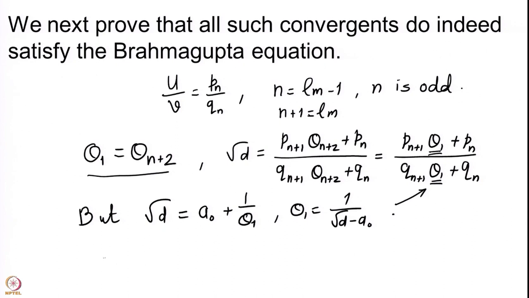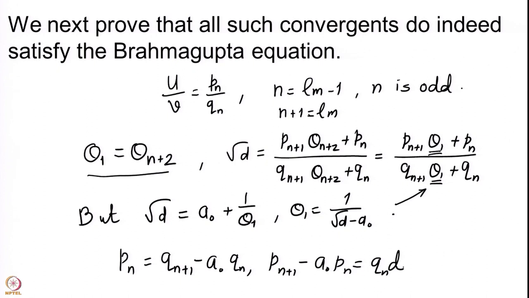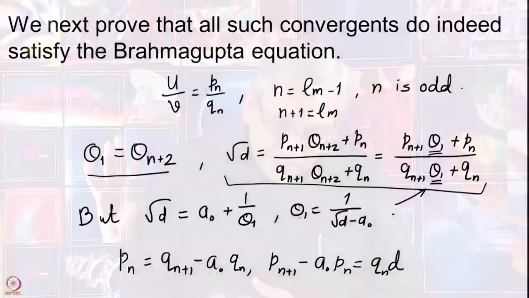separating out we get finally that p n is q n plus 1 minus a naught q n, and p n plus 1 minus a naught p n is q n into d. So, when you expand this out, this particular equation, by putting theta 1 equal to 1 upon root d minus a naught, we get two sides where you have some multiple of root d plus an integer equal to some other multiple of root d plus another integer, and then these multiples of root d will have to be same, and the integers then also will have to be the same. So, therefore, we get these two particular equations.